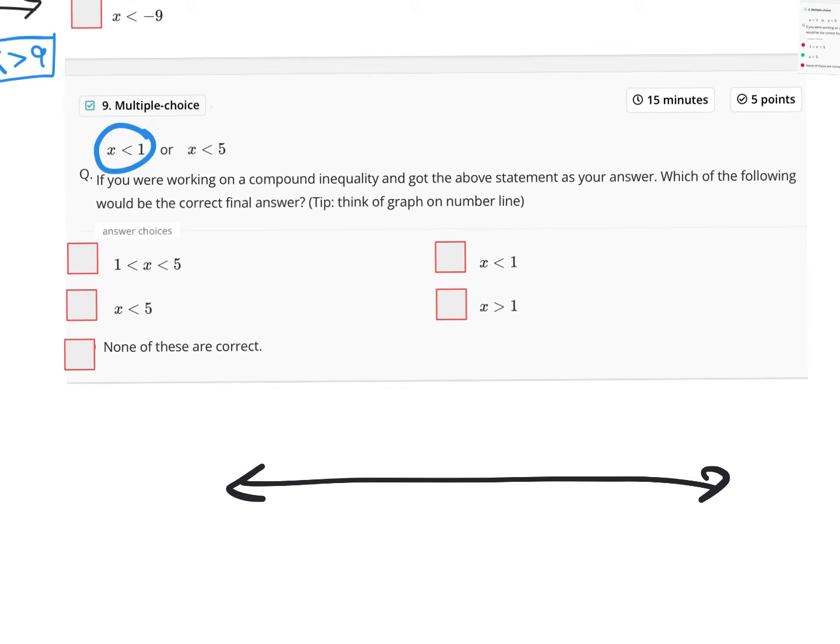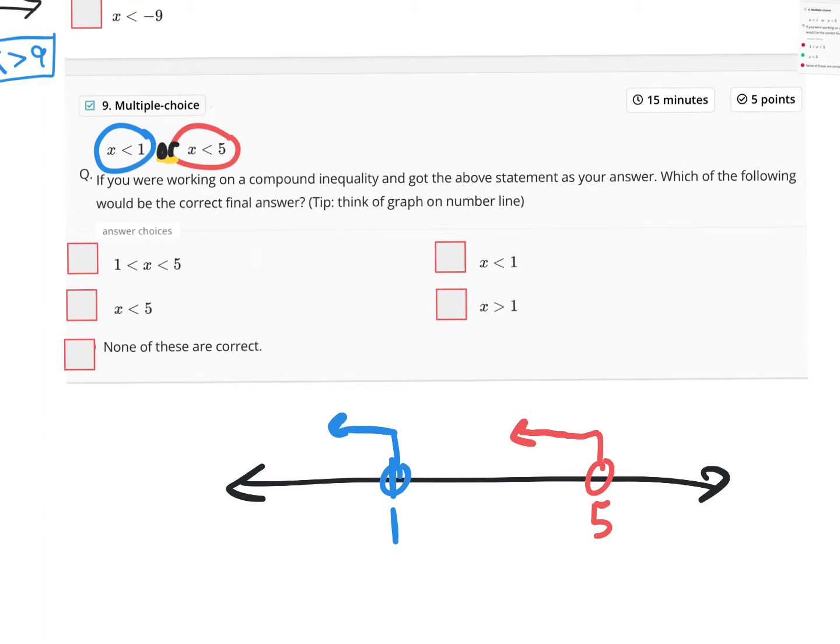X is less than 1. So here's 1, less than is to the left. Okay, and then you got to graph the other one. X is less than 5. Put 5 on the right side. It's bigger than 1. And it's also less than. Okay, and what's really important here is the word or. Whoops, I erased the "or"; I wrote over the R. It says O. Or, right?